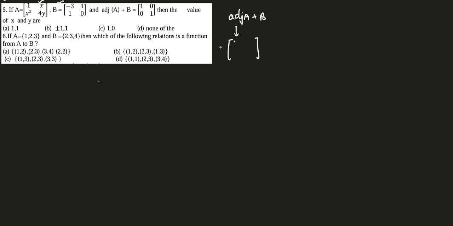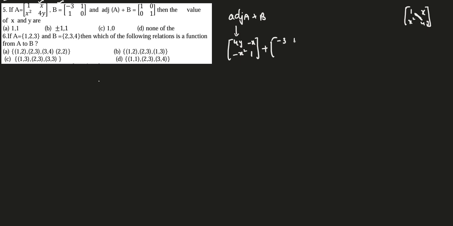You have to interchange the principal diagonal elements. First of all, you need to know what is meant by principal diagonal elements. If I take the matrix 1, x, x squared, 4y, this is called the principal diagonal. The principal diagonal elements are to be interchanged, 4y, 1. And for the other diagonal elements, you have to change the signs. Clear?